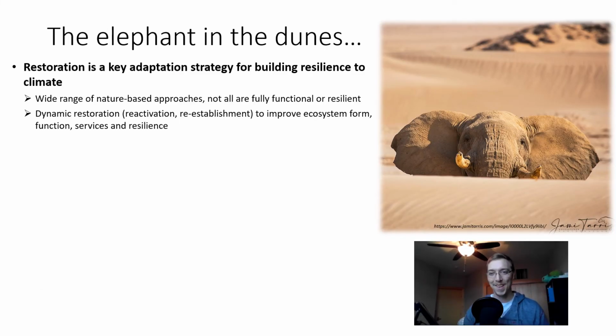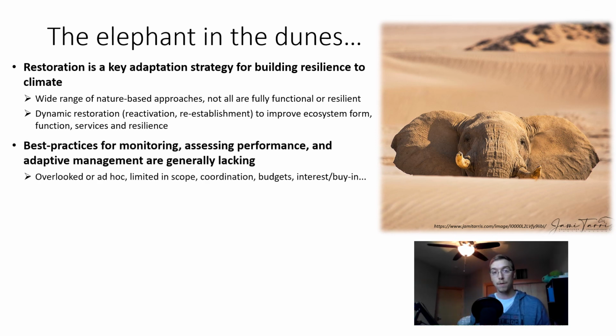So I like this picture. I used it in my dissertation defense, the elephant in the dunes. Restoration is a key adaptation strategy for building resilience to climate. There's a wide range of nature-based approaches, but not all of them work. Not all of them are functional or resilient. They might just alter the system at a given time, but that doesn't mean that they're effective. Dynamic restoration can improve ecosystem form, function, services, and resilience in geomorphic form, and is really a good approach to restoring a system. The best practices for monitoring, assessing performance, and adaptive management are generally lacking.